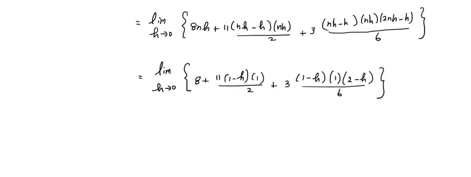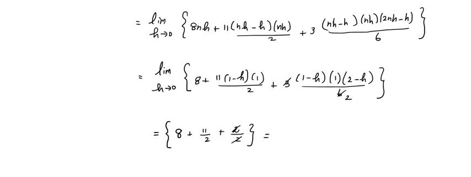Now wherever we have h, substitute h is equal to 0, applying the limit. If I apply the limit, what will I get? 8. Whenever you substitute h is equal to 0, don't write limit h tends to 0. Just write 8 plus this. If I substitute here, what will I get? 11 into 1 minus 1. Therefore, I will be getting 11 by 2. Plus here 3 by 6. This also can be cancelled. It goes 2 times. Therefore, 1 minus 0, that is 0. Here, 1, 0. Therefore, 1 into 1 into 2, I will be getting 2. 2 by 2, that gets cancelled.